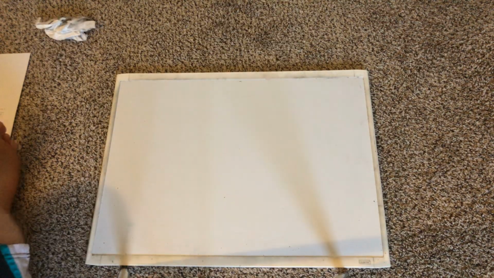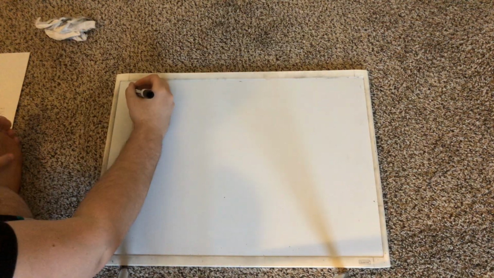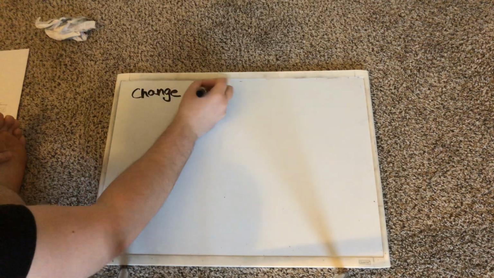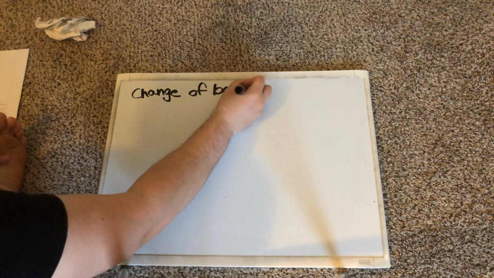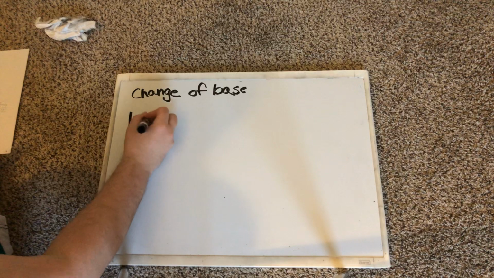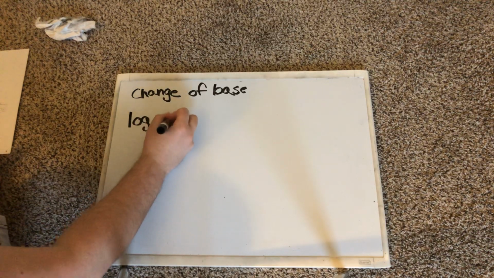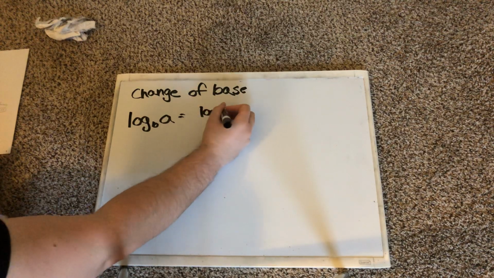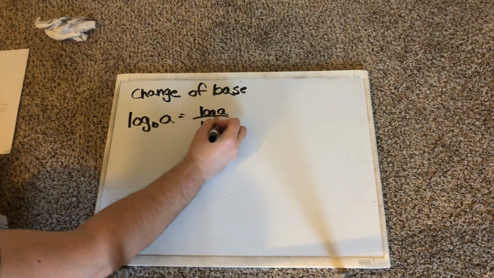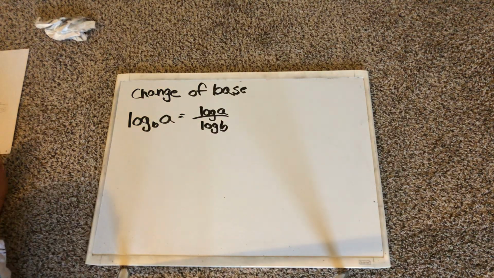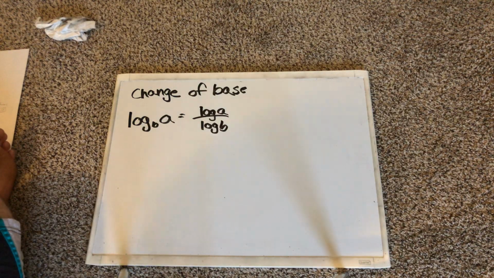Alright, so if we remember our change of base, if we have log base b of a, that can be written as log a over log b. So log of my big number over log of my base. I can also use that as natural logs. And actually these are the same thing.